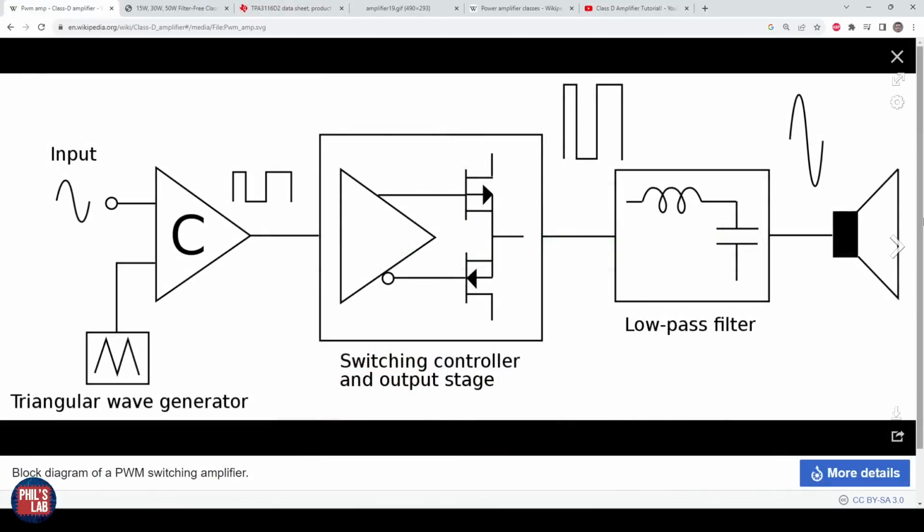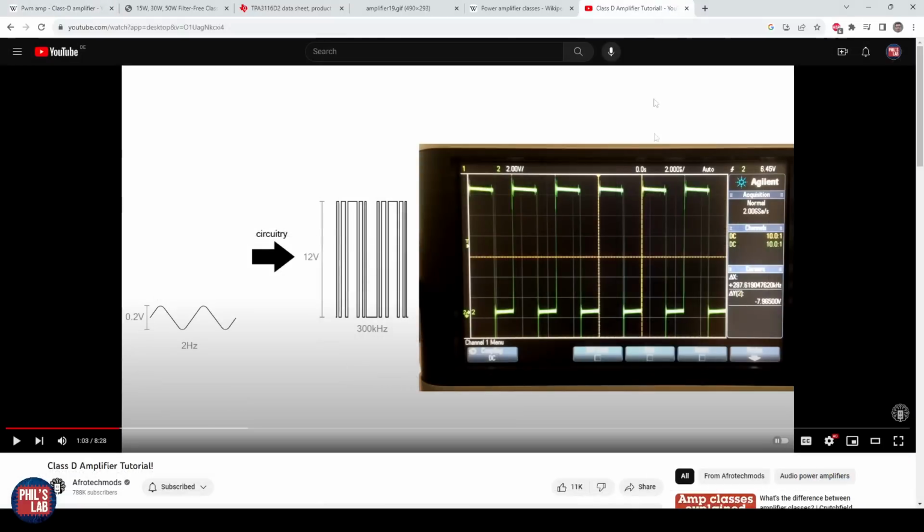Although we won't go into much detail on Class D amplifiers and how they work, there are many resources available online and in books. We do need to understand the basic operation of a Class D amplifier to design a schematic and a PCB for this, to see where the critical elements are, what components we might have to size and choose, and so on. I'd strongly suggest checking out, for example, this video by Afrotech Mods, which I'm sure you're familiar with, which is a Class D amplifier tutorial which goes into great depth. In this video, we will look more at the hardware design aspects.